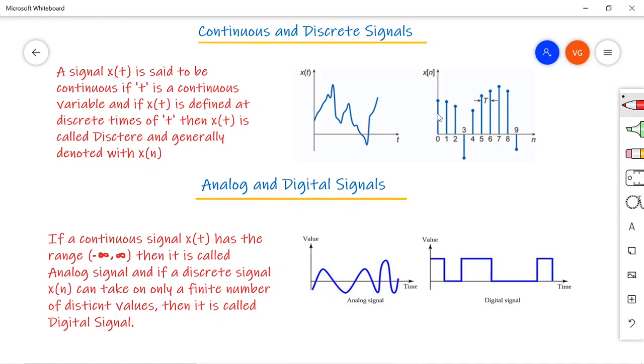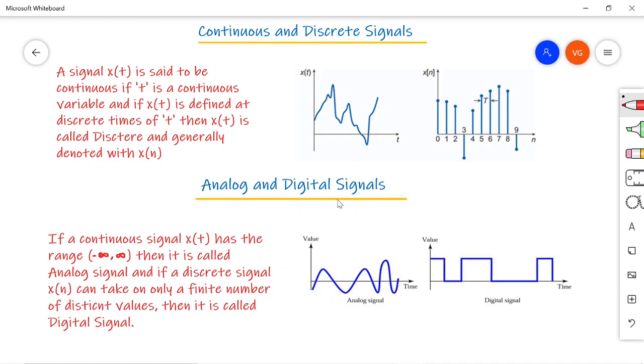Then coming to the second picture, this is the discrete time signal. It is defined only at discrete instants of time. Usually the time gap between the instants is uniform here. That is, see 0 to 1, 1 to 2, 2 to 3. The gap between the instants is generally uniform. A discrete time signal is represented mathematically as a sequence of numbers equally spaced. We can get this discrete signal by sampling the continuous time signal.